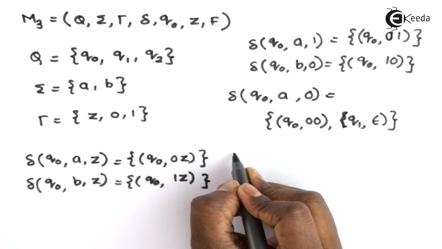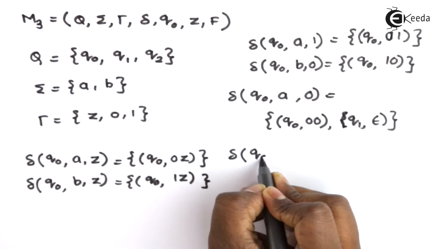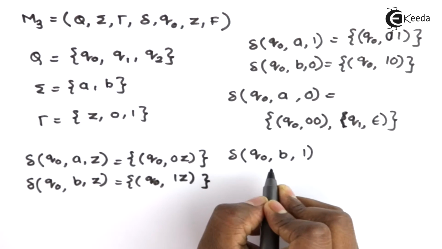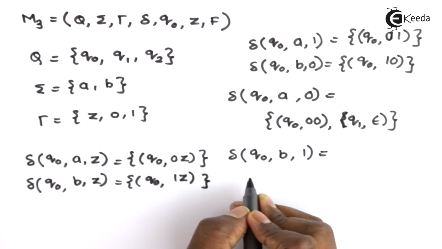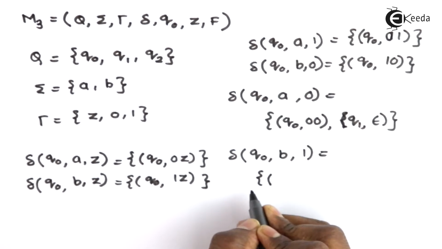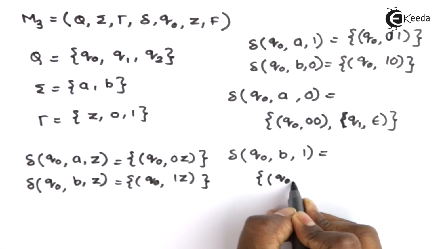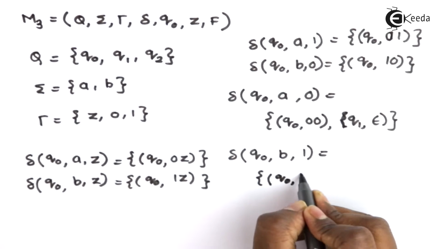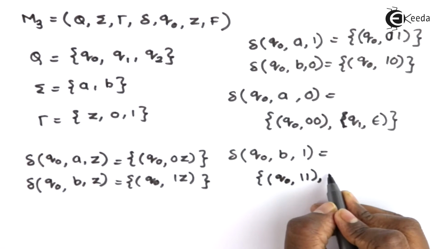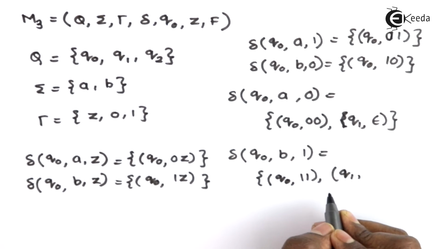Similarly, delta of Q0 on a B with a 1. It will have two transitions. One would be to Q0 only with 1, 1. The other one would be to Q1 with popping of the 1.